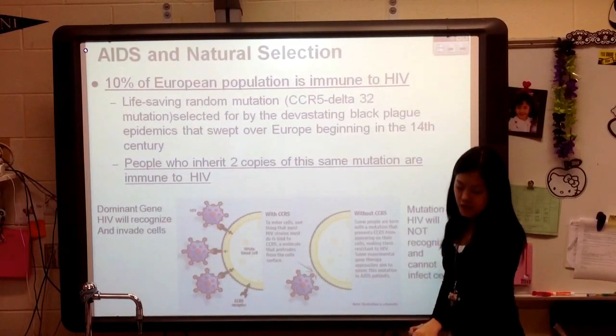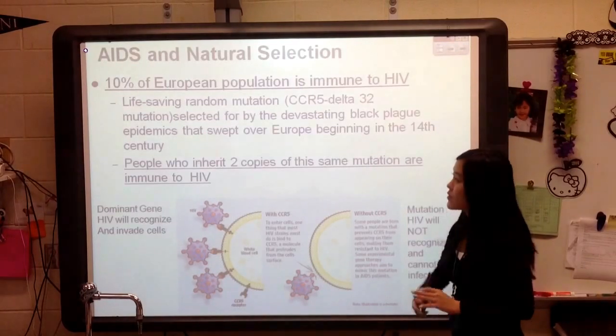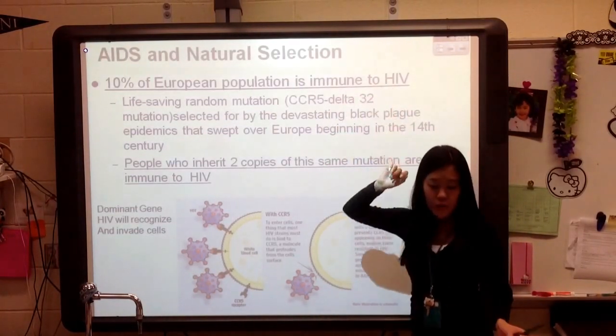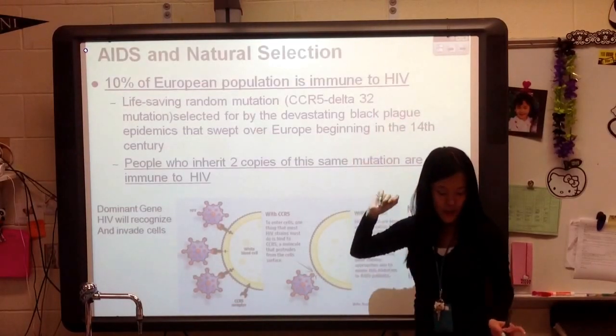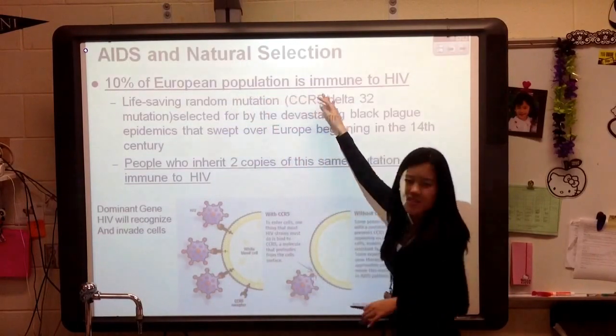But one interesting thing to know, and in our notes, the last bullet on page 85 says 10% of the European population is immune to HIV. I would actually like you to move that to the next page. So at the top of page 86, if you'll recopy this so it's in the right section.